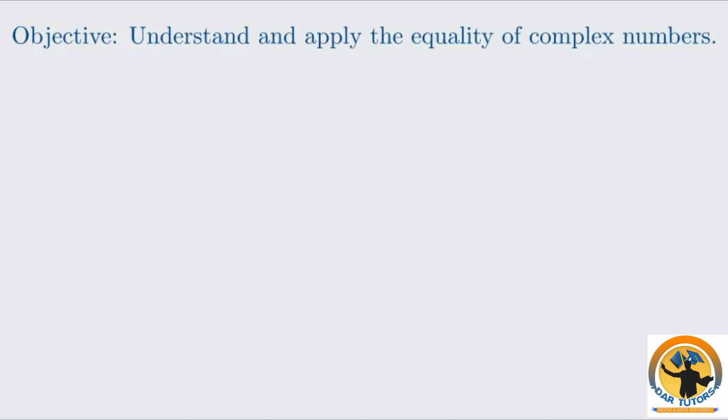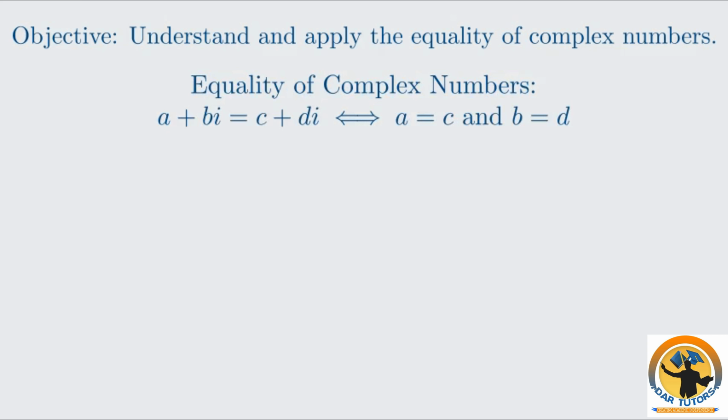Let's move on to our fourth objective, understanding the equality of complex numbers and using it to solve for unknown variables. The rule for equality is very simple. Two complex numbers are equal if and only if their real parts are equal and their imaginary parts are equal. This is a powerful tool for solving equations. In other words, if a plus bi equals c plus di, then it must be true that a equals c and b equals d. This allows us to turn one complex equation into two real equations. Let's see how this works with an example.